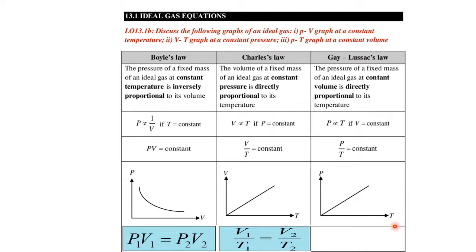So the equation for pressure law, okay, is P1 over T1 equals P2 over T2, where 1 indicates initial and 2 indicates final. So you also can write Pi over Ti equals Pf over Tf.